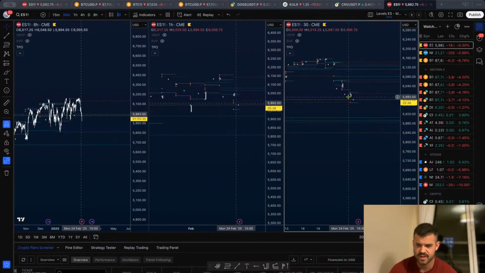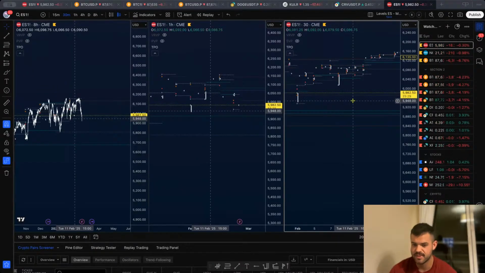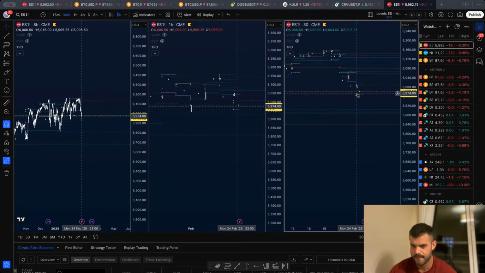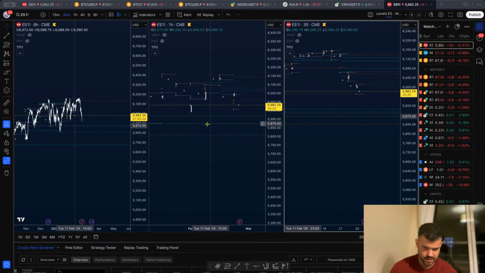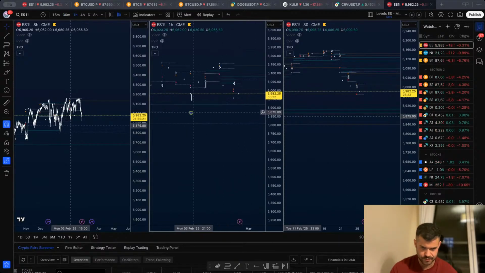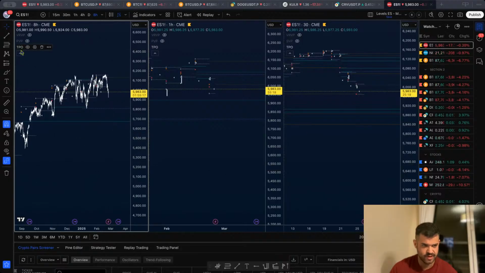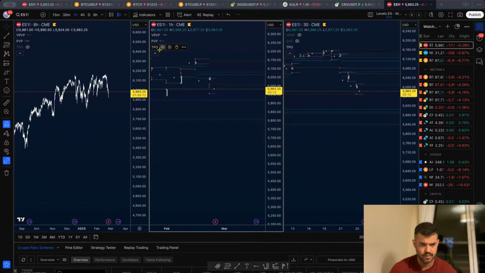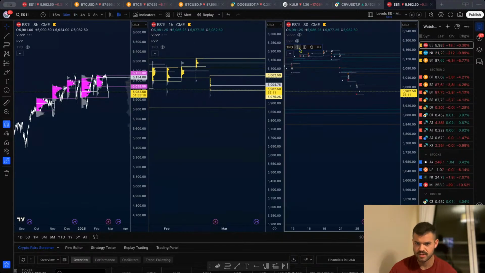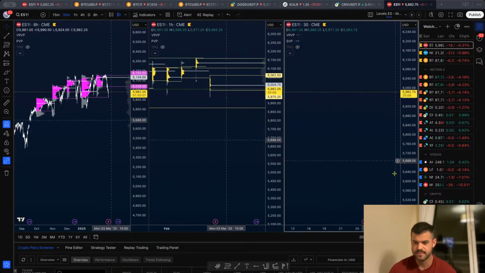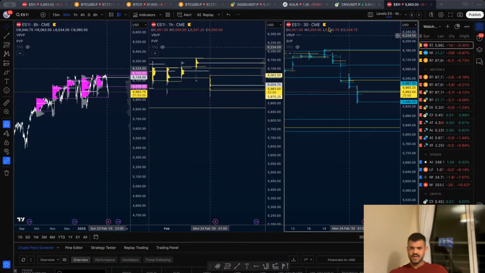So yes, we can consider this as a bottom because that's a perfect tap on the MPOC or the TPOC from there. And then it was a perfect tap on the VAL as well. Nice. I think that's bottom, to be honest. It's found its bottom on the ES. How's Bitcoin getting on?